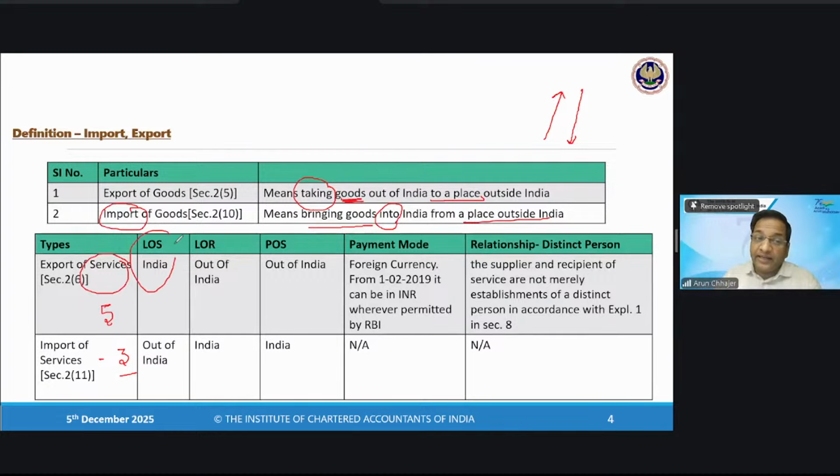Location of supplier is India. Location of recipient is outside India. Place of supply is outside India. Payment should be made in foreign currency, but from 1st Feb 2019, it says it can be in INR wherever permitted by Reserve Bank of India. And the relationship should be of distinct persons.